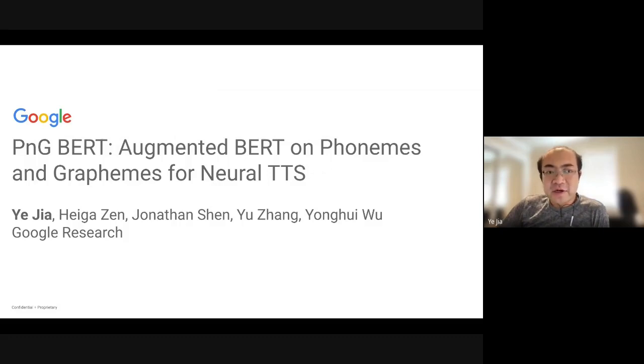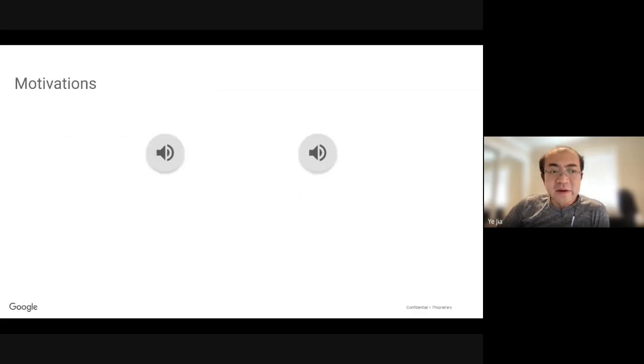I'm from Google Research. I'm going to give you a summary about PnG BERT. So let's start from an example about the motivation of this BERT. Here are the two versions of TTS synthesis audio for the same input text.